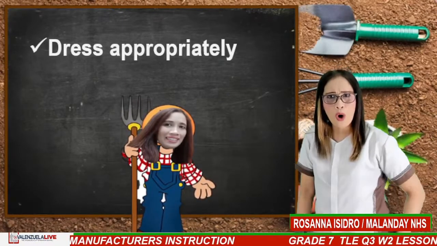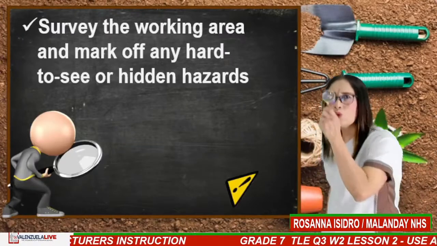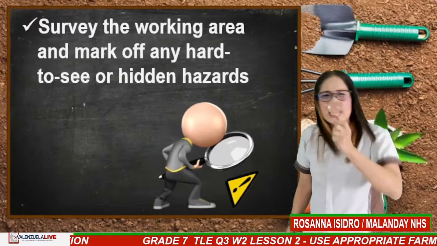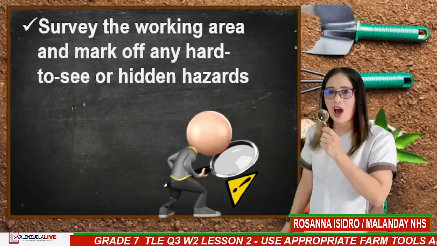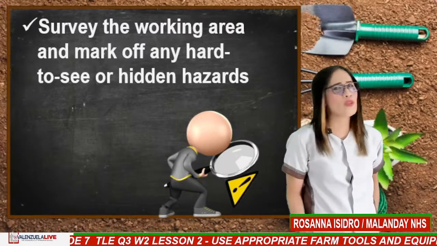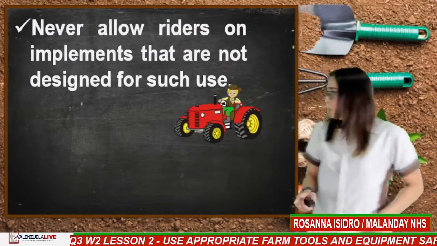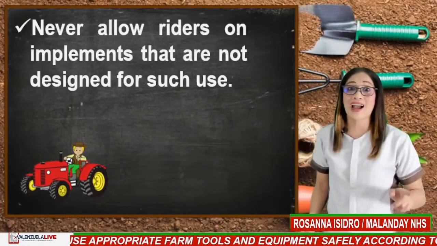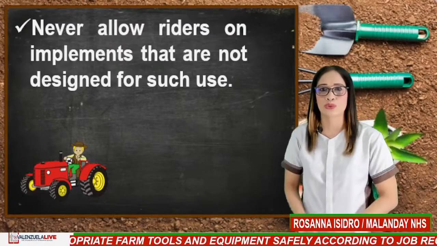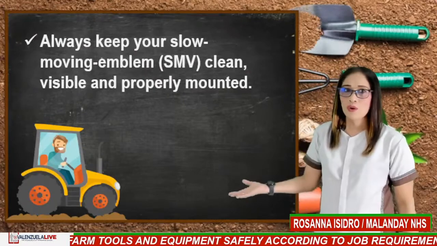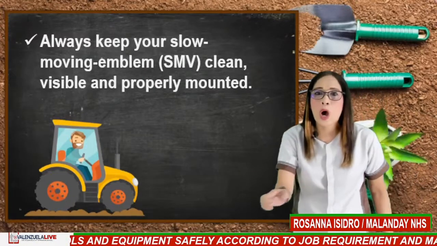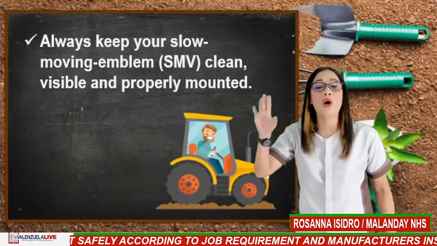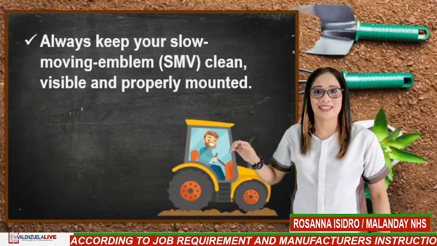Next, of course, you need to survey the working area and mark any hard-to-see or hidden hazards. Next, never allow riders on implements that are not designed for such use. And lastly, always keep your slow-moving vehicle emblem clean, visible, and properly mounted.